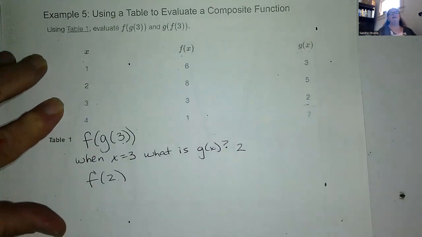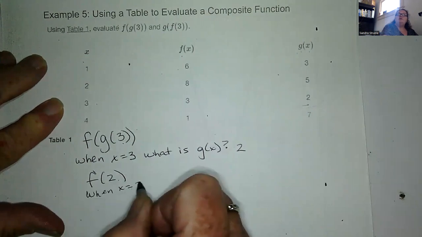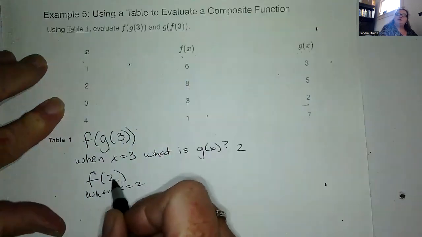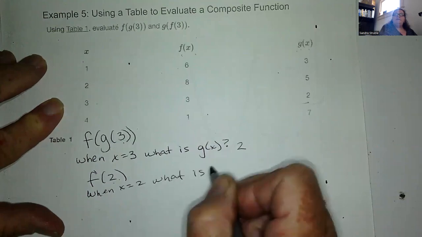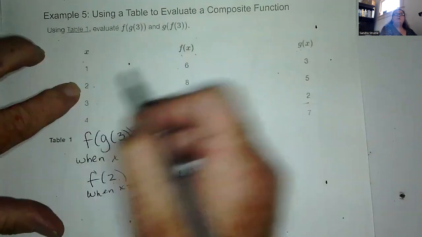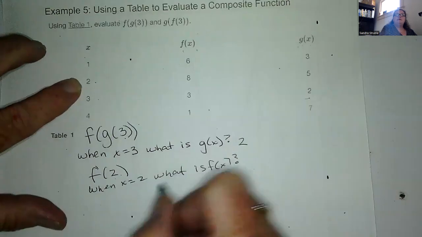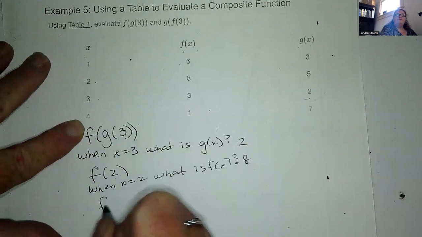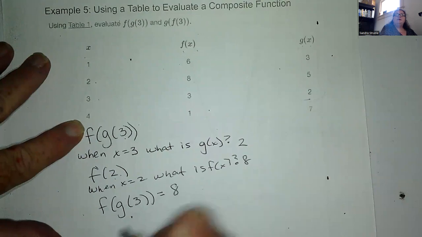The question I ask myself now is, when x is equal to 2, because the function is f of x, so I know I'm dealing with x being 2 in here. When x is 2, what is f of x? It is 8. So the final thing, f of g of 3, is equal to 8.